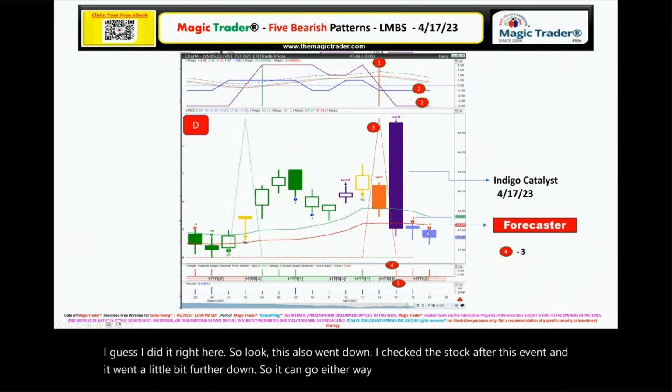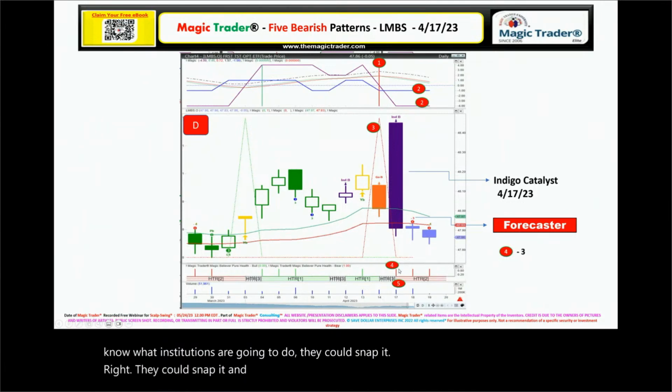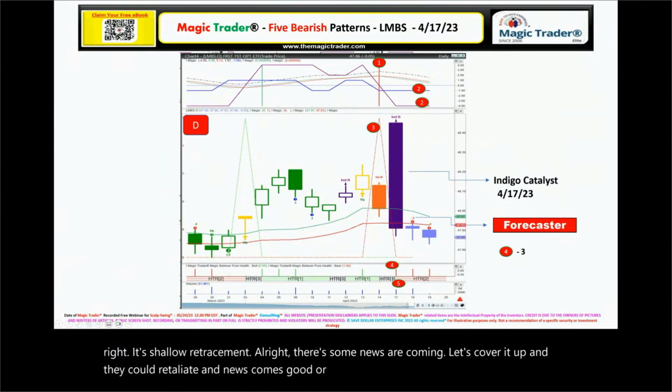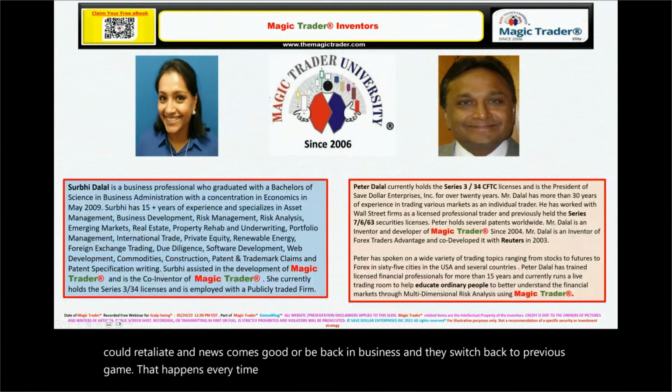So whenever it is having this color, I know what institutions are going to do. They could snap it, and because it's a shallow retracement, all right, some news is coming. Let's cover it up, and they could retaliate. And when news comes good, all right, they're back in business, and they switch back to the previous game. That happens every time. I'm going to make it short.